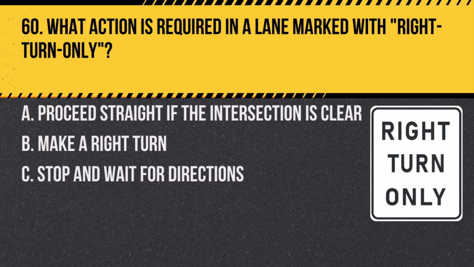Question 60. What action is required in a lane marked with right turn only? A. Proceed straight if the intersection is clear. B. Make a right turn. C. Stop and wait for directions. Answer: B. Make a right turn. A right turn only sign mandates that drivers in that lane must turn right.